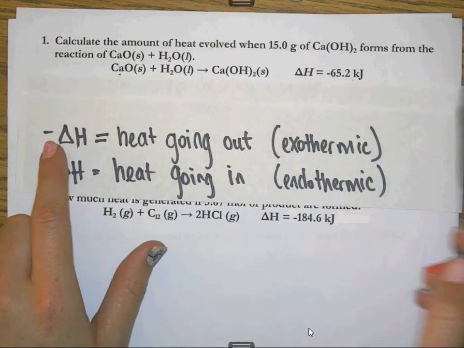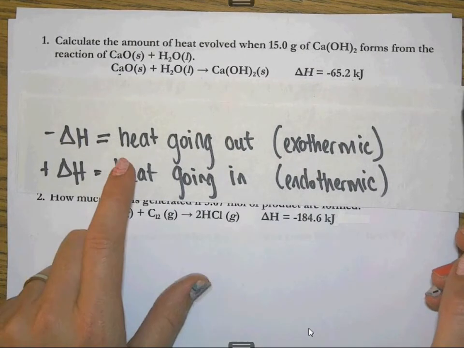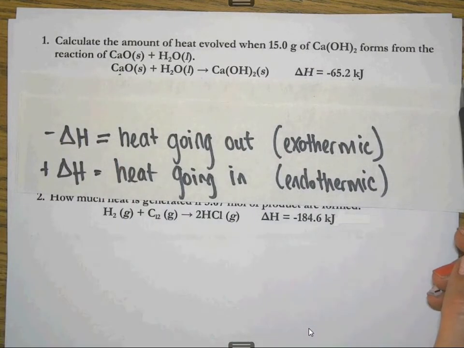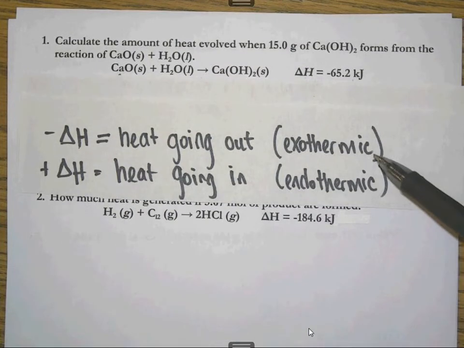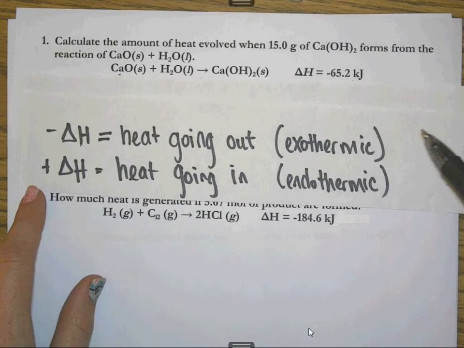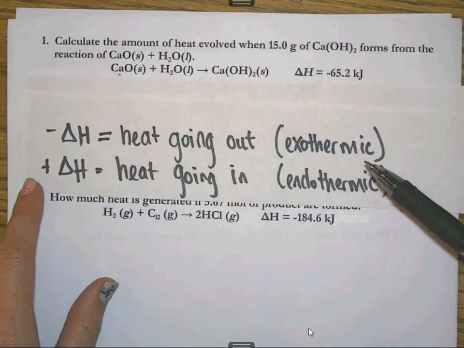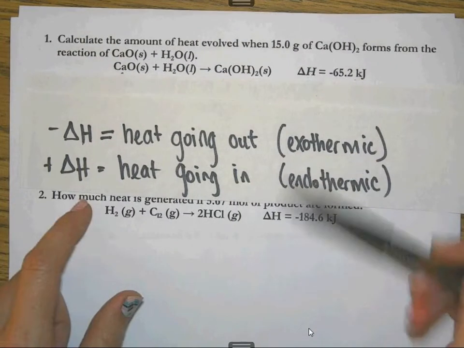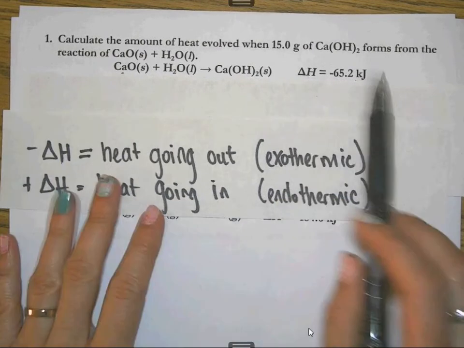If I have a negative enthalpy or a negative heat value, then that means that heat is going out. It is being taken away from the system. That makes it exothermic. If I have a positive delta H value, then that means that heat is going in. So it's endothermic. Those numbers actually matter because they determine what I'm going to do with this up here.